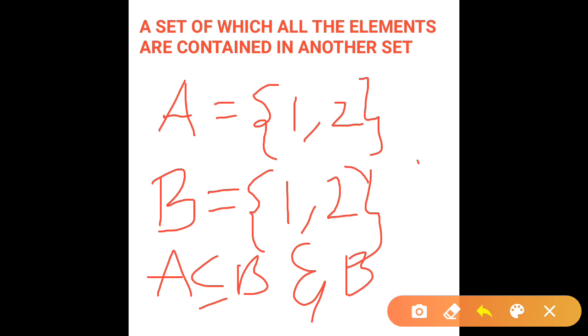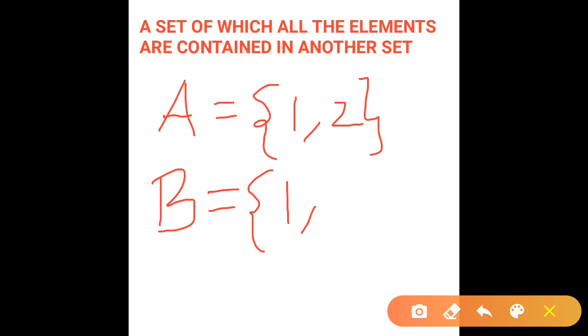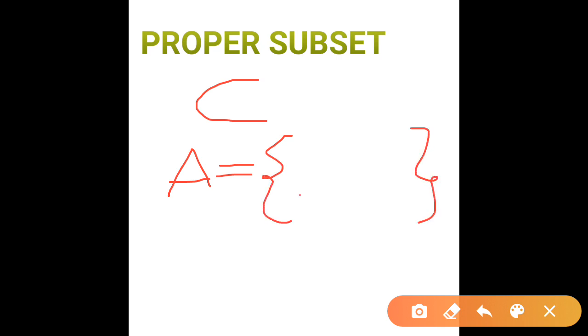So next we'll go for proper subset. What is a proper subset? It looks like the symbol C. Proper subset means the same definition as the subset, but there is a slight difference.